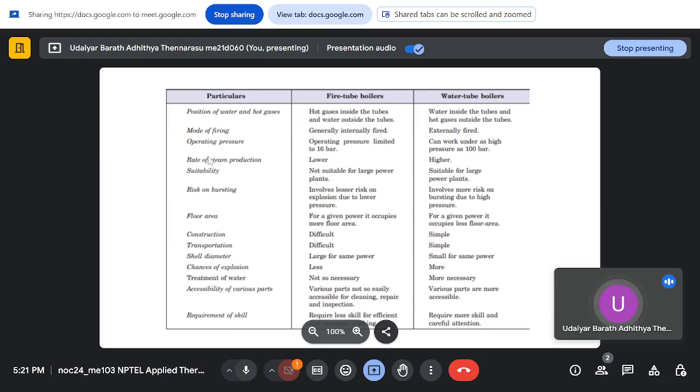So this is what you can see. In fire tube boilers, the operating pressure is low, limited to 16 bar, and here it is close to 100 bar. The risk of bursting is lower in fire tube boilers, but the risk is more in a water tube boiler. Fire tube boilers require bigger sizes compared to a water tube boiler. The construction is also difficult in a fire tube boiler, but it is easier in a water tube boiler.